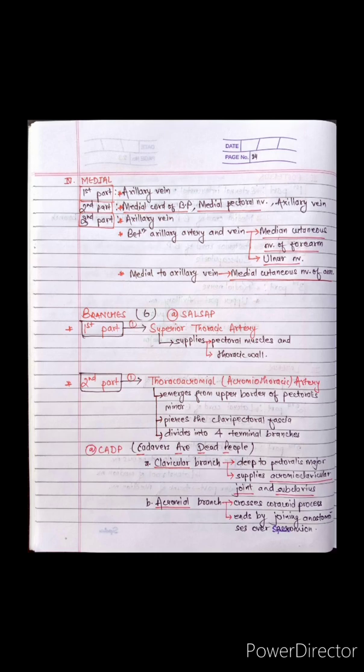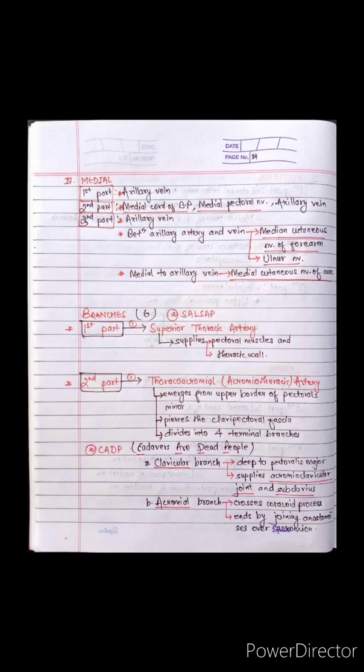The axillary vein is present in all the three parts of the axillary artery, and the second part consists of medial cord of brachial plexus as well as medial pectoral nerve. And the third part, between axillary artery and vein, there is presence of medial cutaneous nerve of forearm and ulnar nerve. And medial to the axillary vein, there is presence of medial cutaneous nerve of arm.